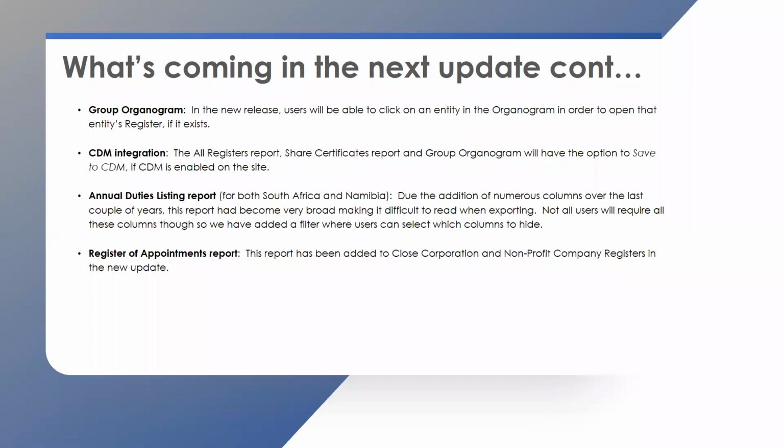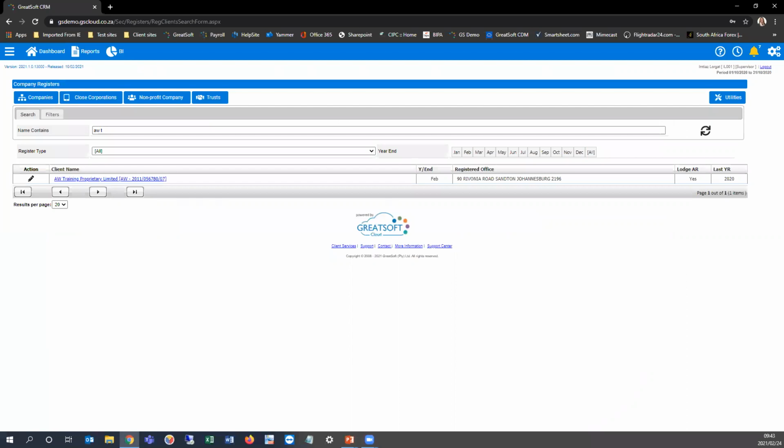Then also, just to give you a heads up as well, in the same release next week or end of next week, in the group Organogram, I'm quite excited. We are actually going to be allowing users to click on any of the entities within the organogram to open up that entity's register, if of course it exists. I'm just going to show you an example.